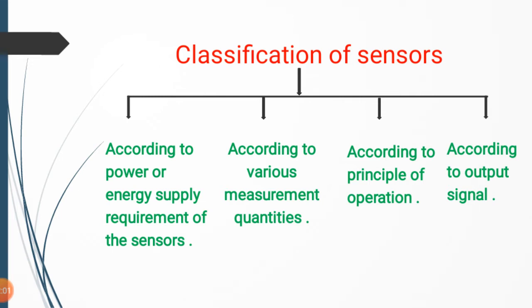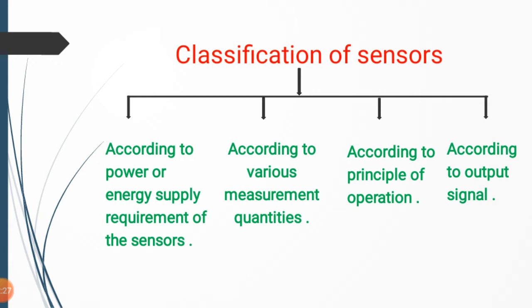First type is according to the power or energy supply requirement of the sensors. There are generally four types. First is according to the power requirement. That means if we consider a particular sensor which requires power, but some sensors do not require any power supply for their operation. So depending on that, there are different types of sensors.